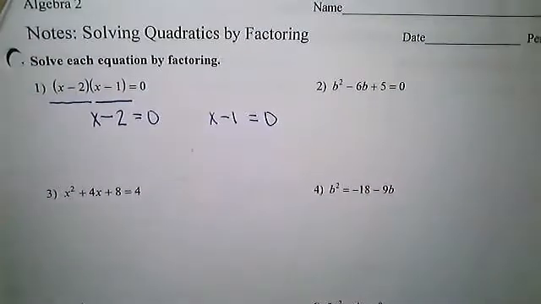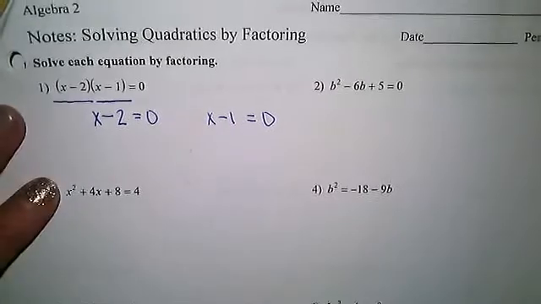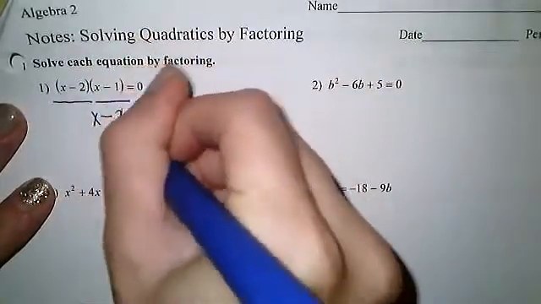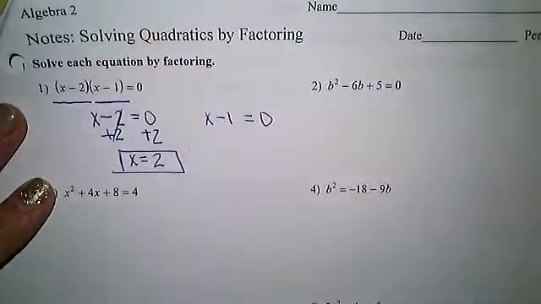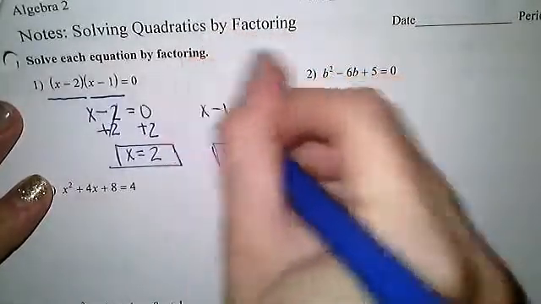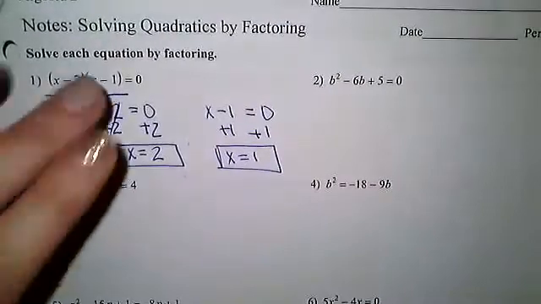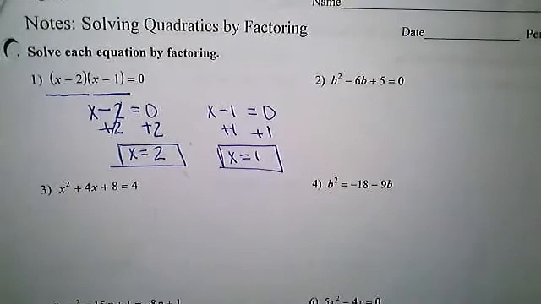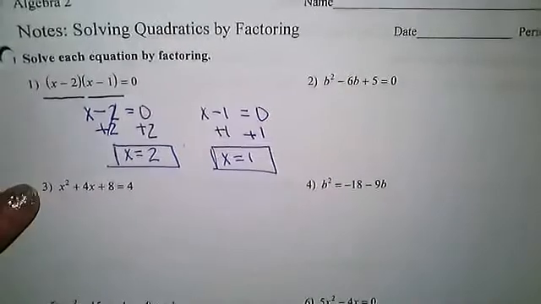This is my favorite type of problem because it's already factored for you, and all you have to do is get x by itself. So we'll add 2. The opposite of a negative is adding, and here we'll add 1 to both sides. So that means that if this were to be worked out as a graph, this graph would touch the x-axis at x equals 2 and x equals 1. We also refer to those as the solutions and the roots of the quadratic equation.